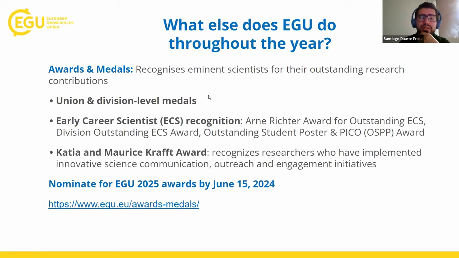There are also the awards and medals where EGU recognizes eminent scientists for their outstanding research and contribution in the different fields. Here, there are three main awards that I want to highlight. The first one, the Union and Division Level Medals. This is one for each division or union. The second one, each year, also recognizes the best work of an early career scientist. And the last one, we also have the Katia and Maurice Krafft award that recognizes researchers who have applied innovative science communication, because it's not only about developing science, but communicating and engaging people to join. If you have a nominee for next year's award, please nominate them before June of this year.